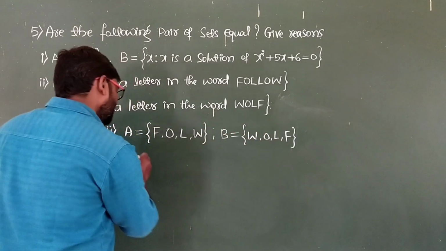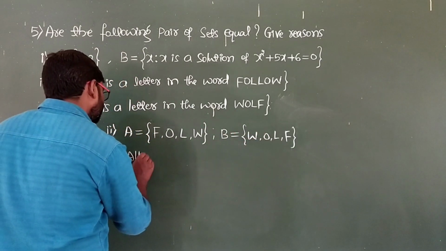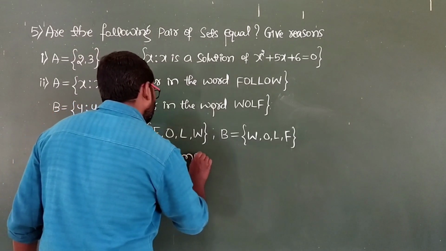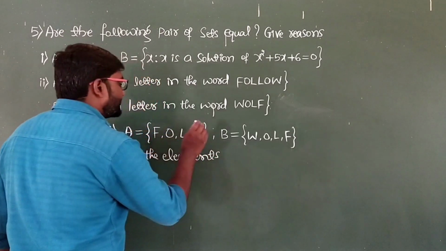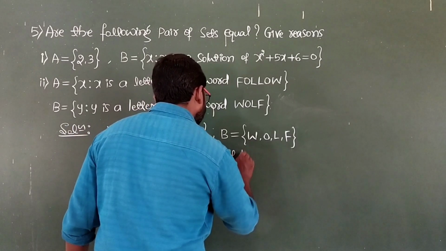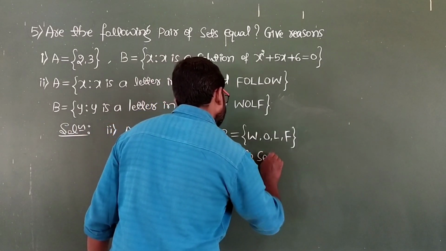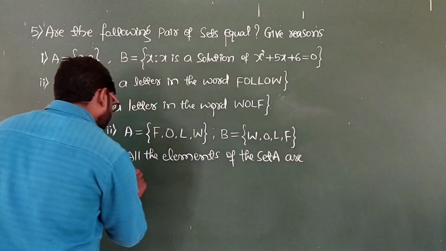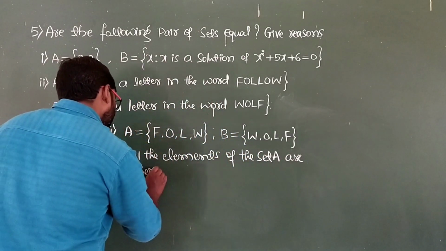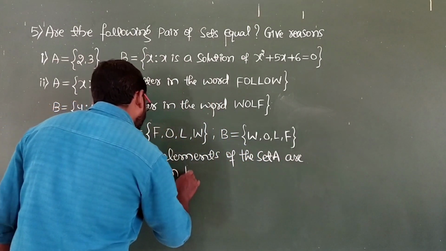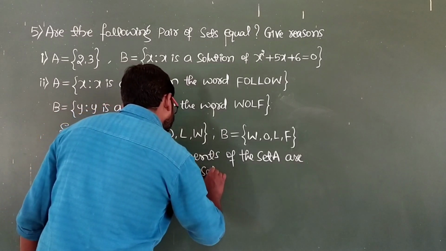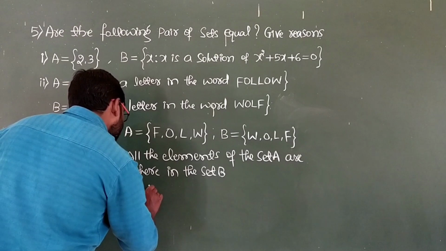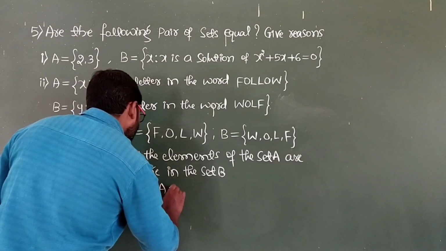So here all the elements of the set A are there in the set B, therefore in this case A is equals to B.